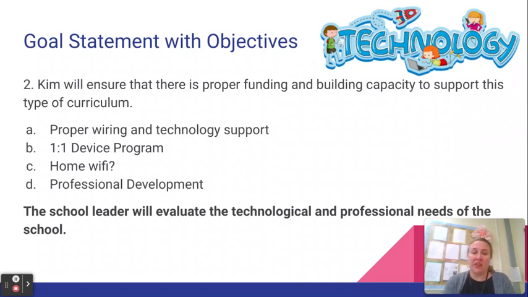All right. And the objective here is that the school leader will evaluate the technological and professional needs of the school.